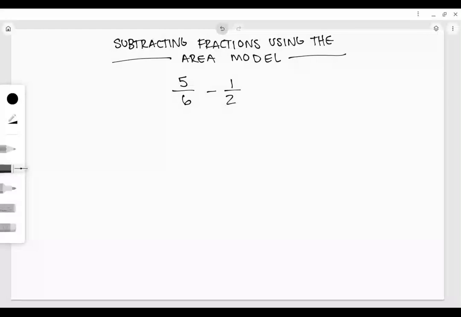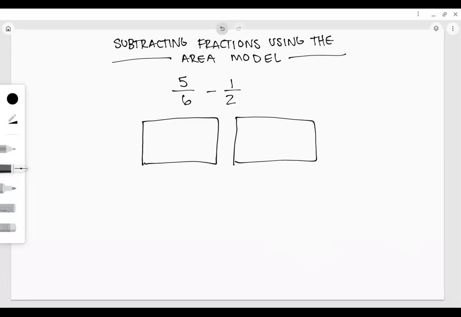Okay, so today we're going to be subtracting fractions using the area model. And we have two fractions here. We have 5/6 and 1/2. So our equation says 5/6 minus 1/2. And to start off, we're going to draw two squares. Sorry, I meant rectangles. Two rectangles.